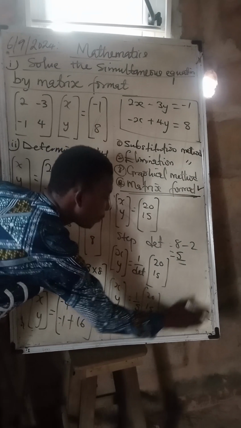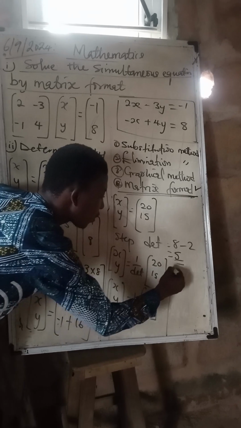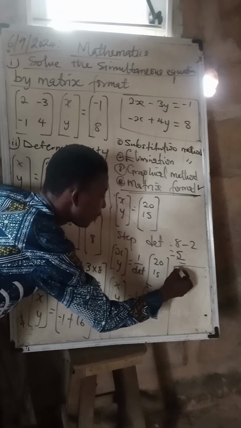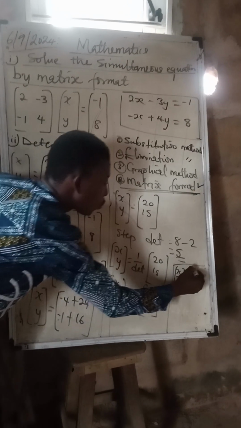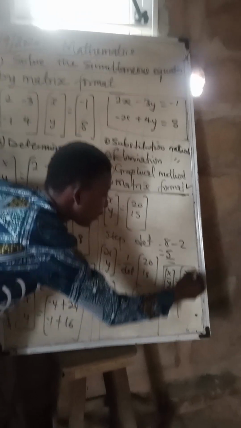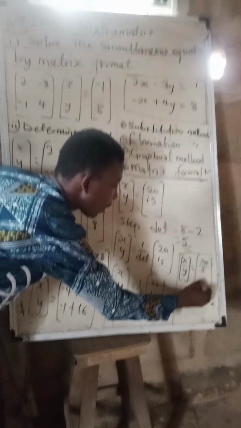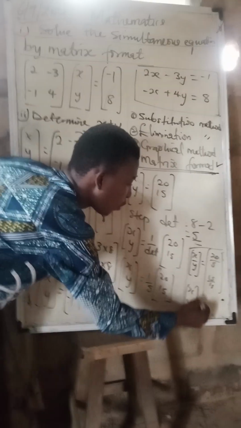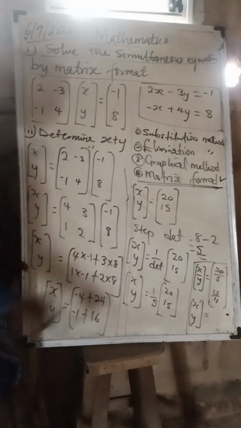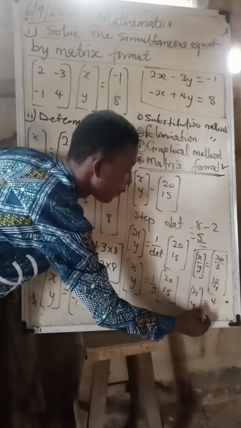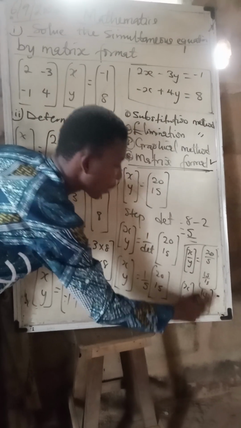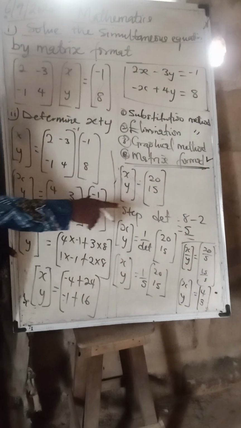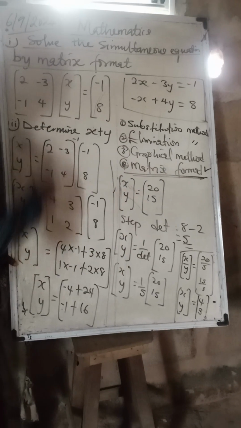You know that this will give us xy equal to 20 over 5 and 15 over 5. Therefore, xy will be 5 into 20 will be 4. And 5 into 15 will be 3. That is to say that x is 4 and y is 3. So we have been able to answer the first question.